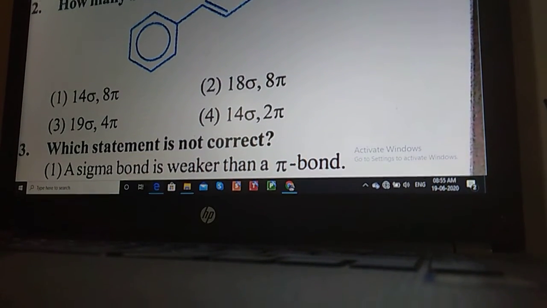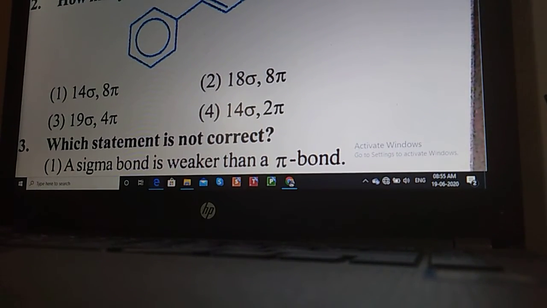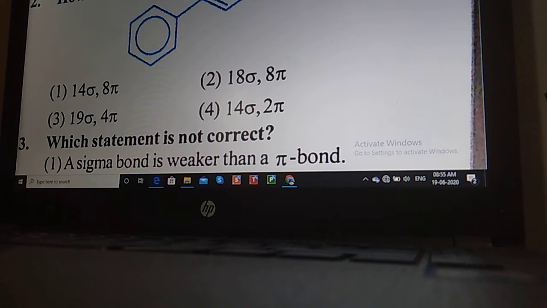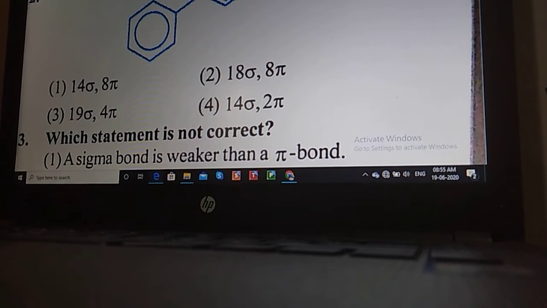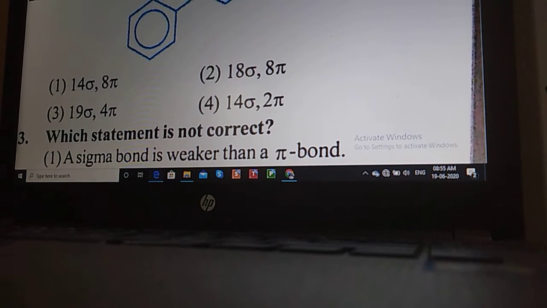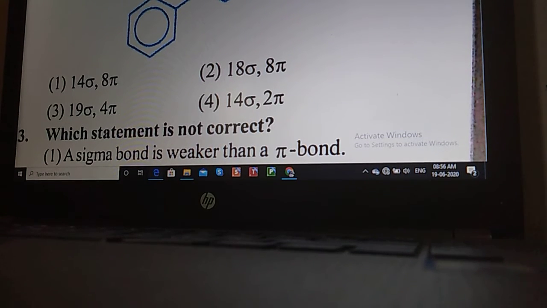Now check with the options, student. If you see the options, 1 is wrong, 2 is also wrong, 3 is the correct option. In option 3 they have given 19 sigma bonds and 4 pi bonds. So the correct option will be option number 3.